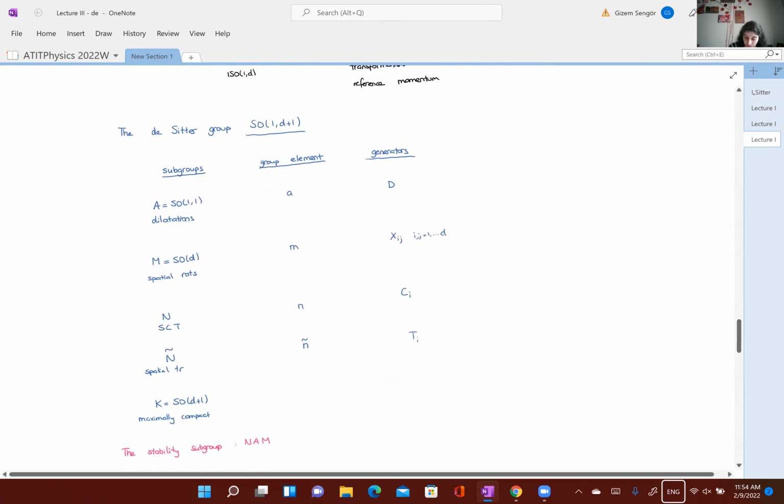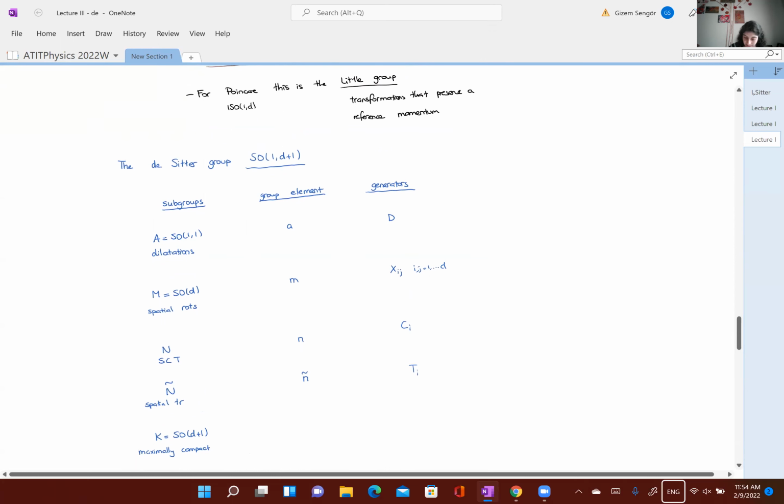Now for the Schrodinger group, we found all these subgroups. Each one of these is a transformation we found. We found dilatations, spatial rotations, spatial conformal transformations, and spatial translations. Each of these forms a subgroup, but there's a bit more than that. There's also something called a maximally compact subgroup, which is like spatial rotations in one higher dimension.